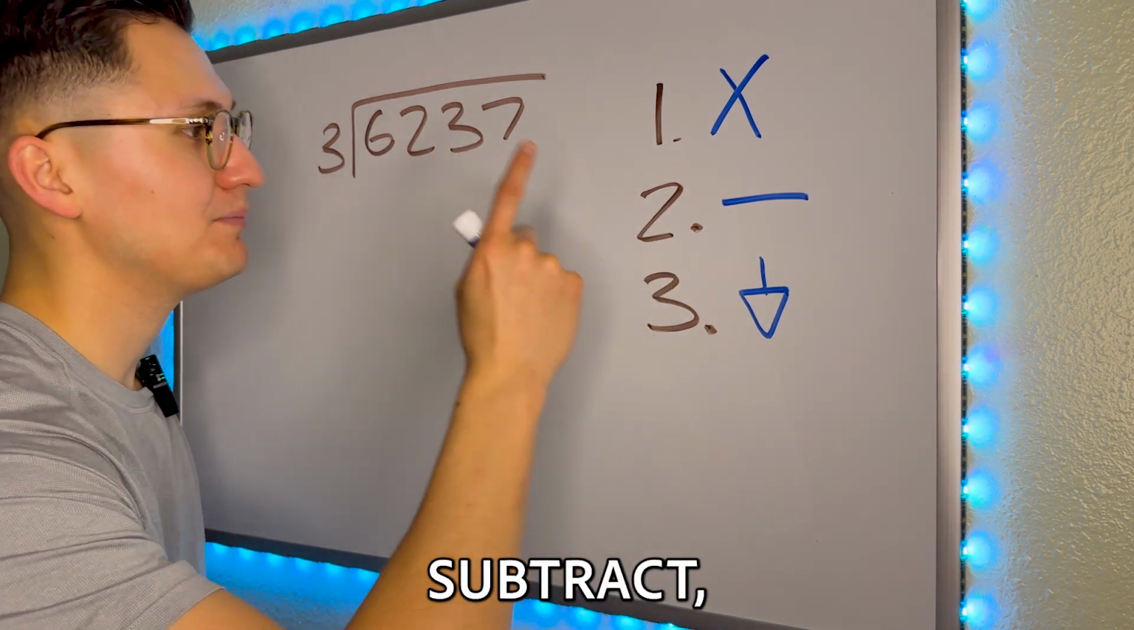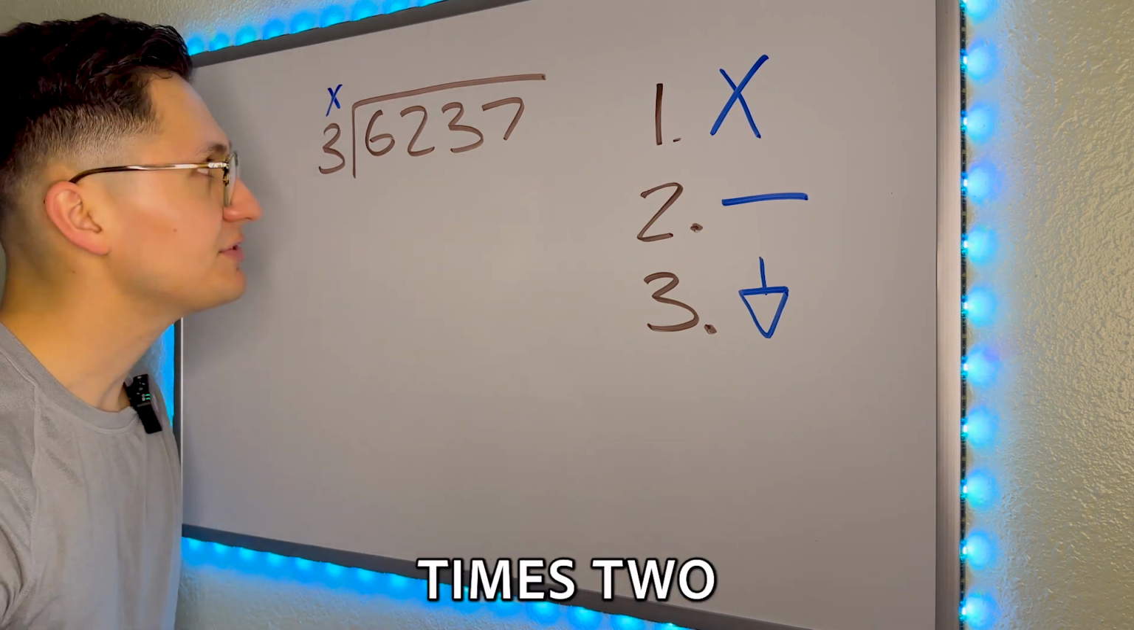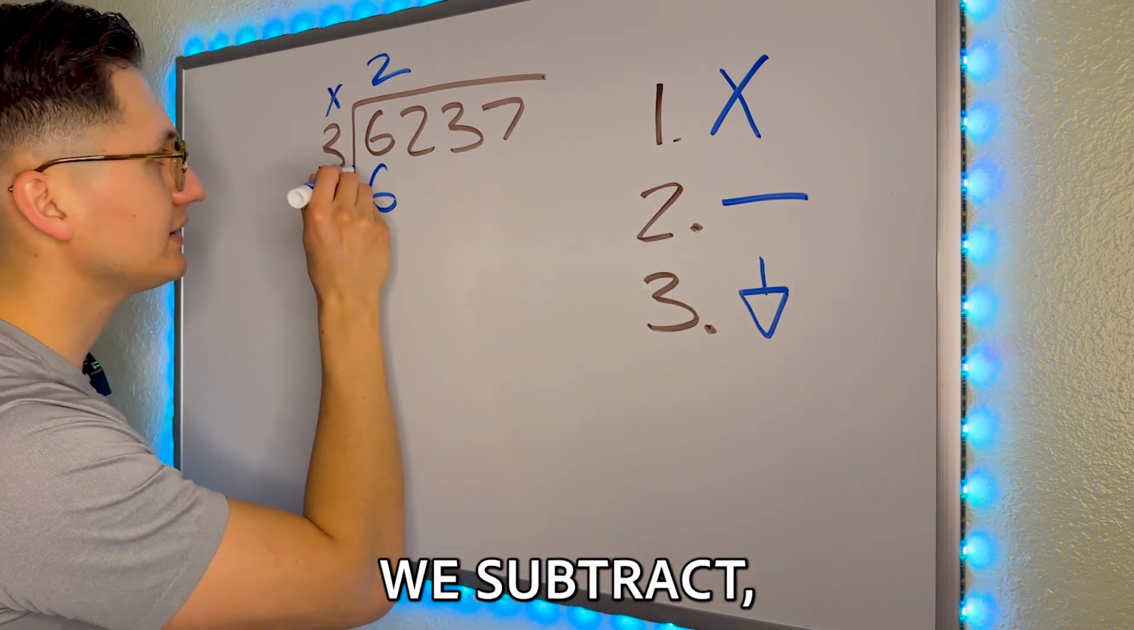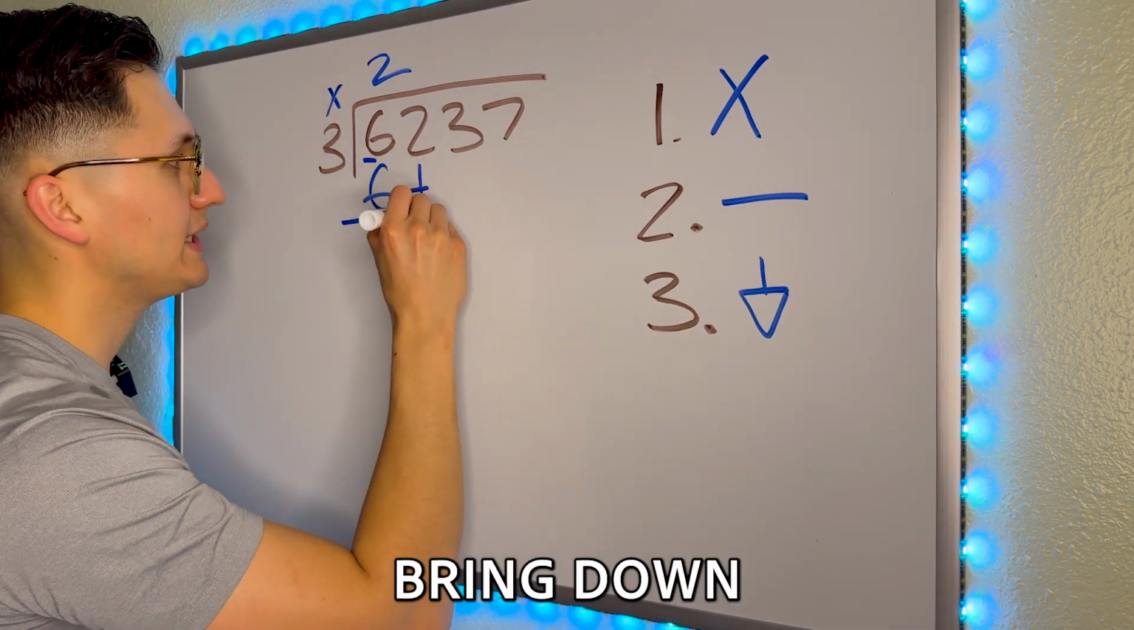Alright, so we have our 3 steps. Multiply, subtract, bring down. 3 times what is going to give us 6? 3 times 2 is 6. Step 2, we subtract. We get 0. Step 3, we bring down the 2.